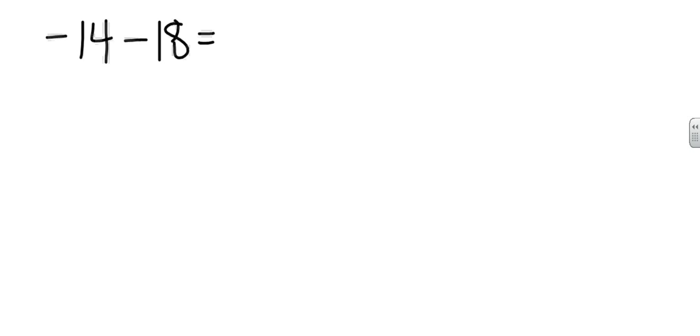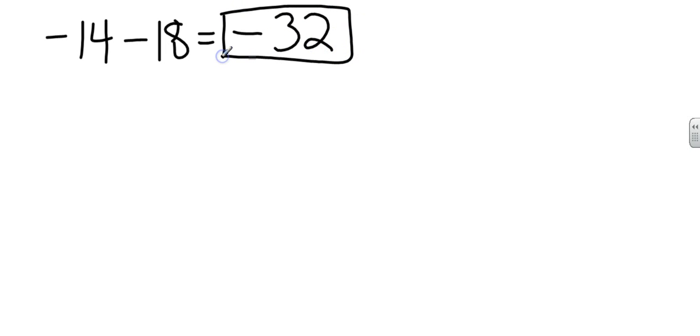So when I am subtracting two negative numbers, my answer will always be negative, and then I just add the two numbers together. If I've lost 14, then I've lost 18. I add them together and I have lost a total of 32. I like to use money. I like to use weight. If I lose 14 pounds on a diet and then I lose 18 pounds more, then I've lost 32 pounds total.